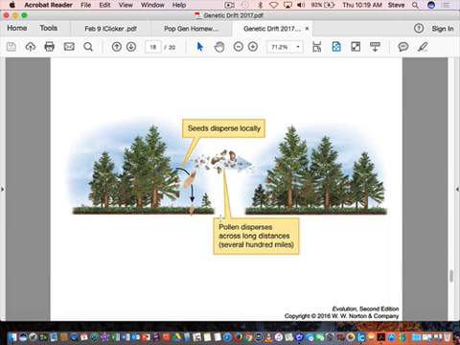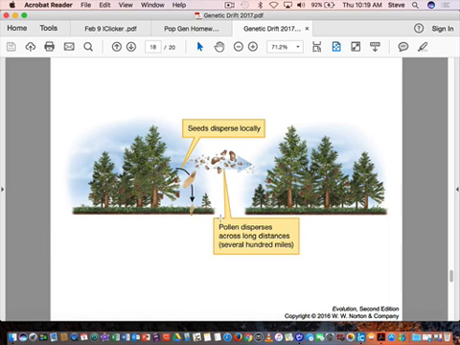Especially compared to pollen. Where does pollen move in these trees? How does it move? Does it need a pollinator, or does it do it a different way? It's actually wind pollinated, okay? So pollen can disperse across long distances. Sometimes in these cases, if it can get into the wind, hundreds of miles.